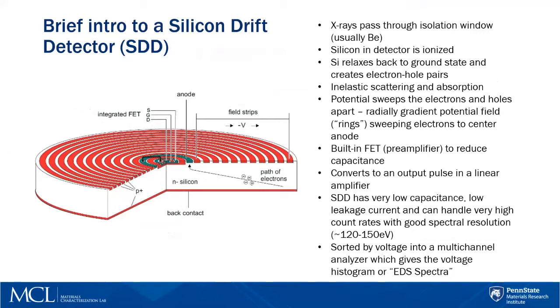Briefly, silicon drift detectors are what makes this work today in a very rapid fashion. It's when the X-rays will pass through this isolation window. In our case, we use beryllium, and it will ionize. And then it goes through a bunch of different rings in order to get to the anode in the center. That converts it into a pulse output, and then it gets sorted in the multi-channel analyzer, and it gives you your histogram or your EDS spectrum.